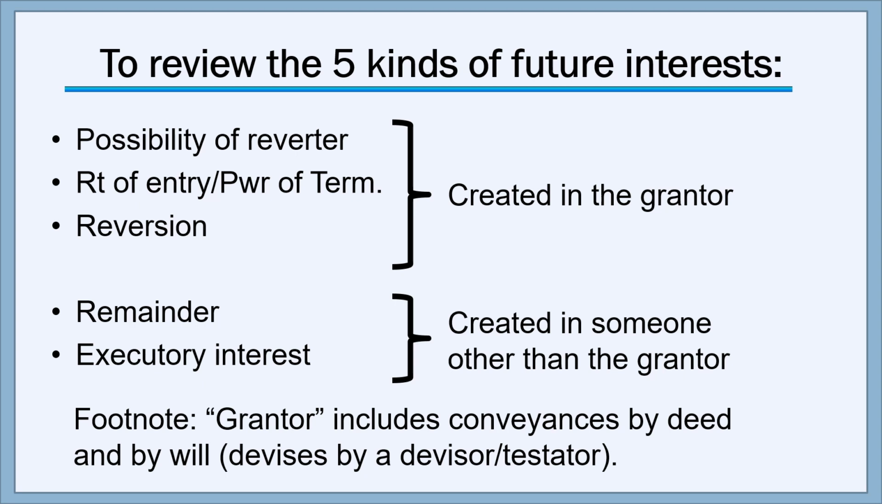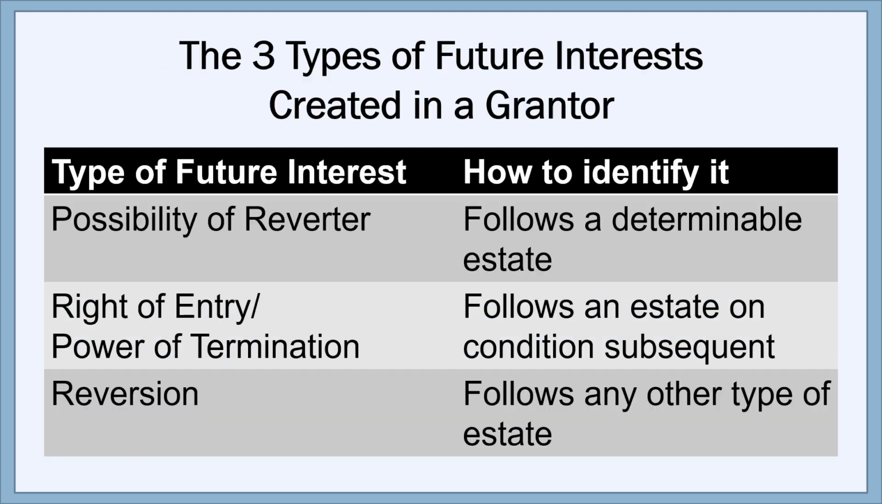By the way, when we say grantor, that of course applies to a conveyance by a deed, but we also mean conveyances that are done by a will. A conveyance by a will is called a devise, and the person who grants it is called a devisor or a testator, and those are included as well when we talk about being created in the grantor or someone other than the grantor.